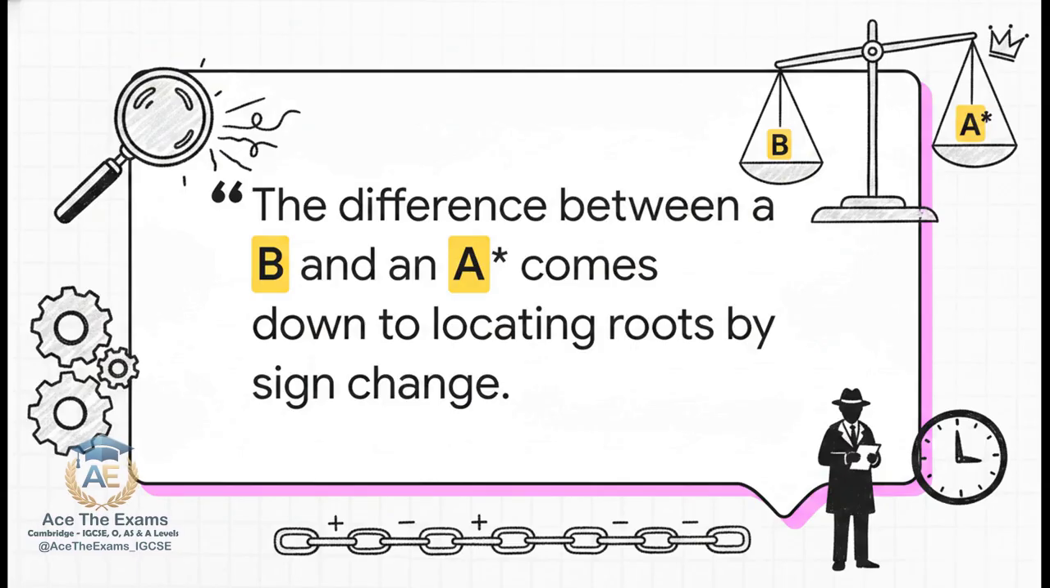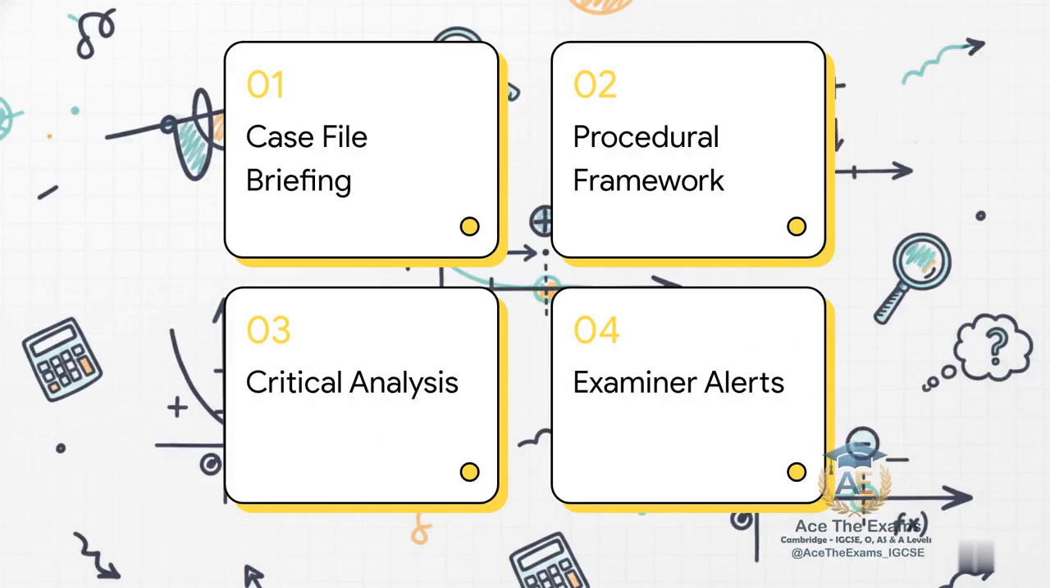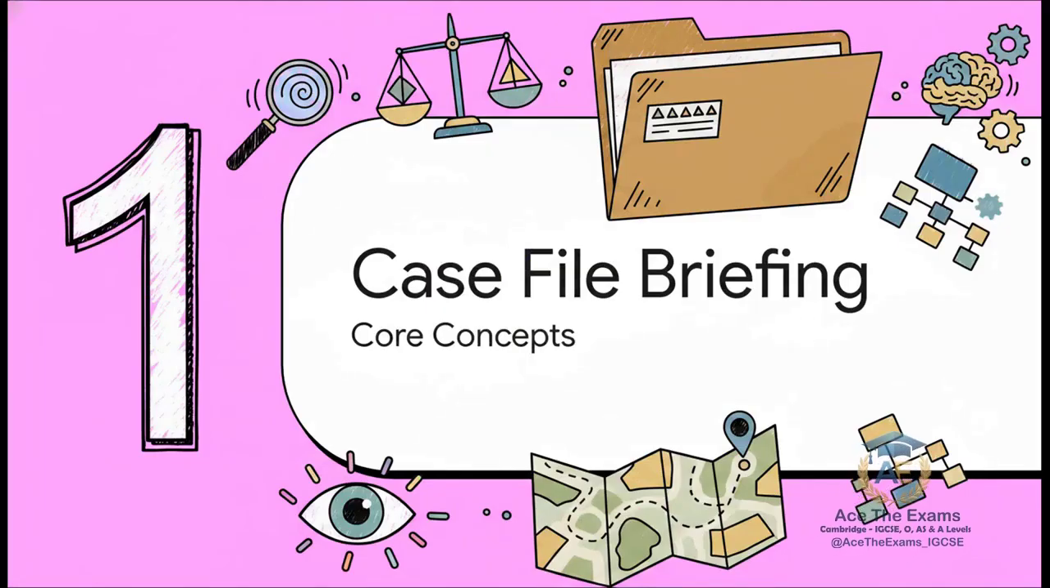The clock is constantly ticking down in that exam hall, and mastering this specific assessment objective is literally the thing that elevates you from a rookie investigator to an absolute elite exam detective. So here is our investigation blueprint for today's session. First up, the case file briefing. Second, we'll map out the procedural framework. Third, we are elevating to critical analysis. And finally, we'll lock in on the top 3 examiner alerts. Let's get to work. Let's crack open the first folder on the desk.